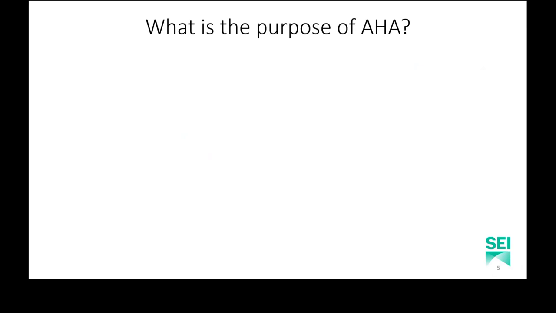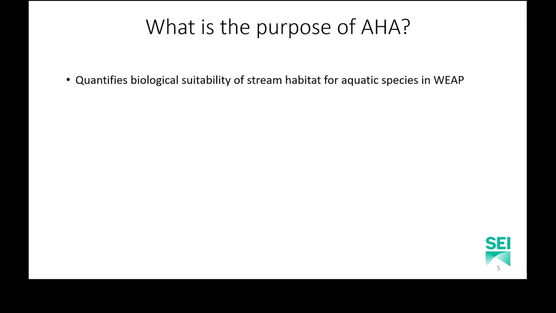And then what is the purpose of AHA? AHA quantifies the biological suitability of stream habitat for aquatic species in WEAP. When we run WEAP, we're often looking at different water management scenarios. And AHA basically is the biological connection. It then asks the question, given these water management scenarios where we have different flows at different times, is the habitat better or worse in certain scenarios? And you can run it on a daily or monthly time step. The daily is definitely recommended if you can do it, because a lot of the fish conditions can vary daily, and that really does affect the biological health.